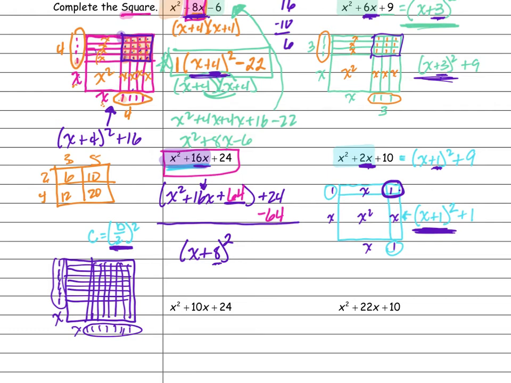And then whatever's on the outside is whatever's left here. 24 minus 64, I don't know what that is. 40? Is that what it is? 24 minus 64. Yeah, negative 40. And that is vertex form right there. That's all there is to it. I don't care if you draw a picture to do it. I don't care if you do it algebraically. I don't care which way you do it. We're going to do it a couple more.